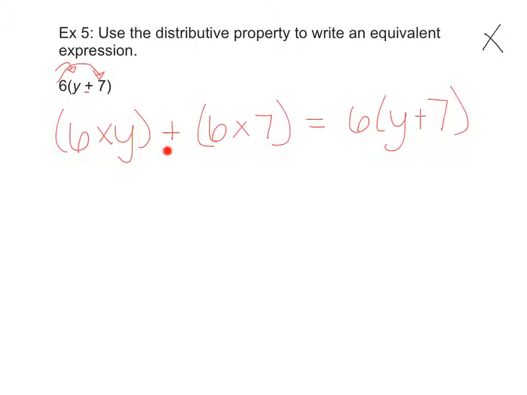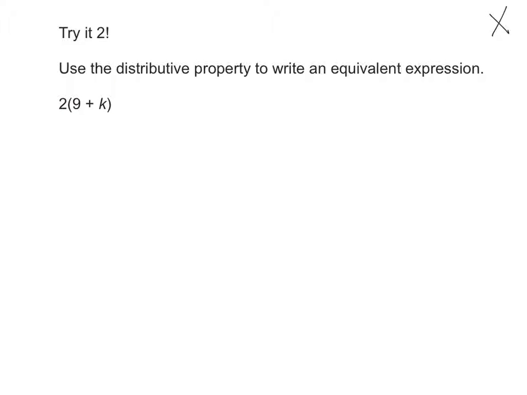And this will come in handy more later in like 7th and 8th grade algebra. We're not going to do a ton with it today, but it is important to know how to break this down into an equivalent expression with the distributive property and recognize that these are the same thing. That will give you those two equivalent expressions. So here's your turn to try it.